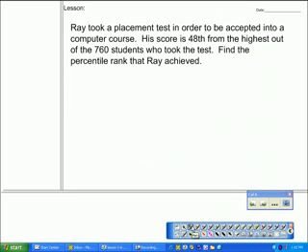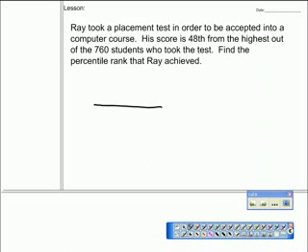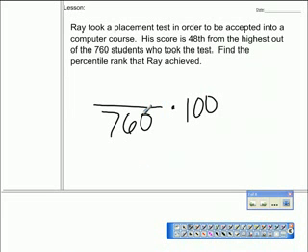I would just write the example down, not all the words. So we know we're going to have a fraction or division problem times 100. What number goes on the bottom? 760, because that's the total number of students who took the test. What number goes on top? Okay, figure out what the percentile is. Now that means he's 48 from the top, so go ahead and figure out what that percentile is.